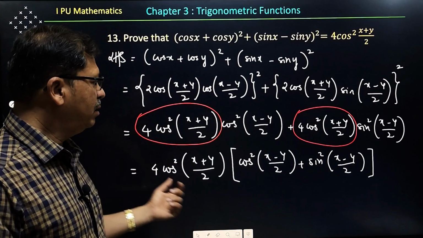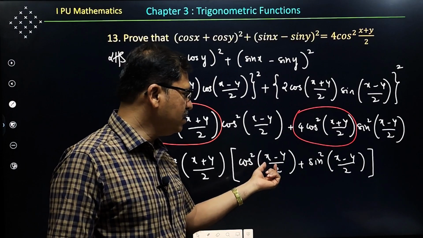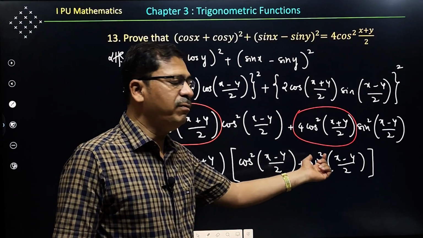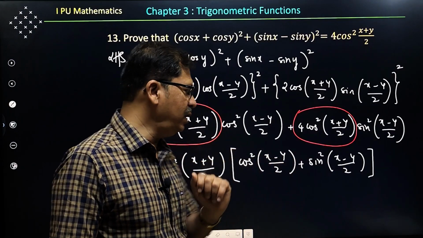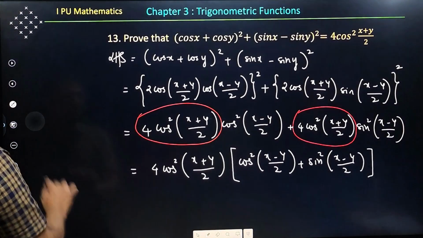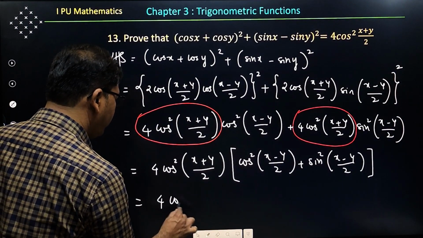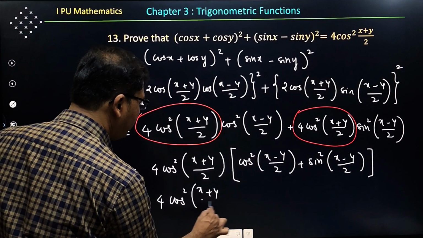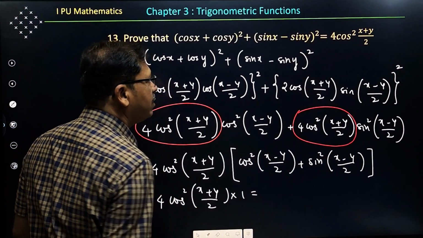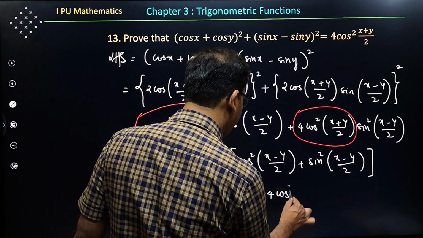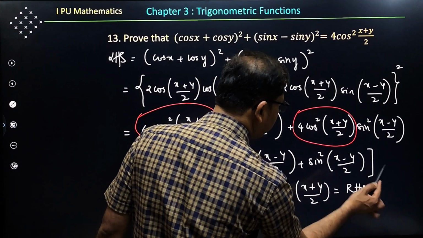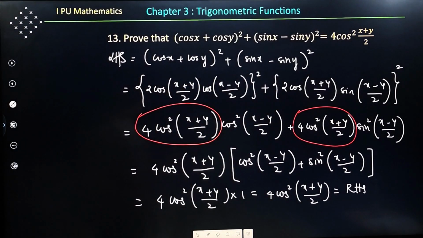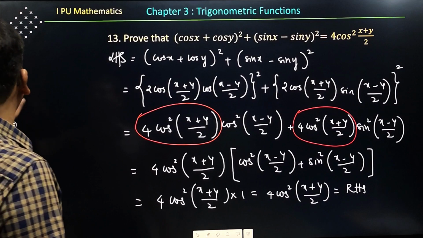By taking outside, within the bracket what remains? Cos square of a certain angle, x minus y by 2 is there, plus sin square of same angle is there. So this is of the form cos square theta plus sin square theta, which is equal to 1, first identity. So the answer is 4 times cos square of x plus y divided by 2 into 1, and hence this is equal to 4 times cos square of x plus y divided by 2, and this is our required RHS. Is it clear? Now let me take into consideration the next example.